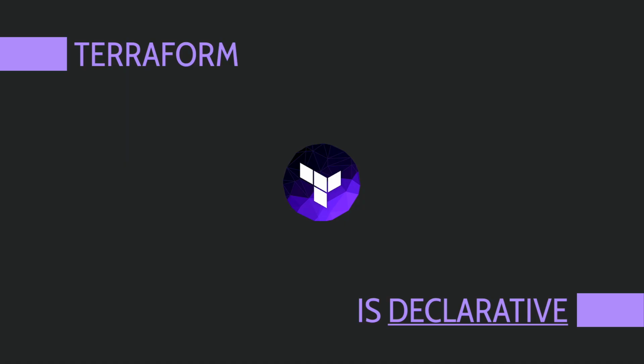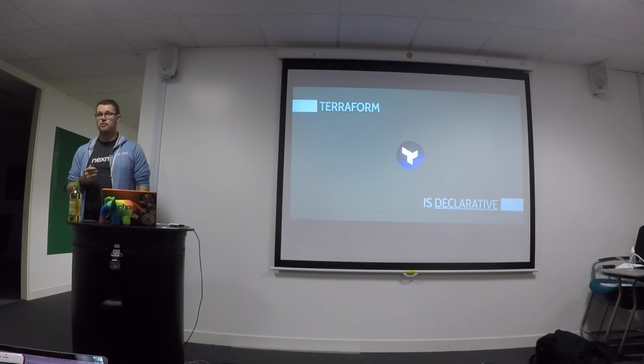And just to drive the point home, Terraform is declarative. It's like JSON or YAML. There are no if statements, there are no loops. It's a configuration format, and we trust Terraform to work out what to do when we define our desired state.